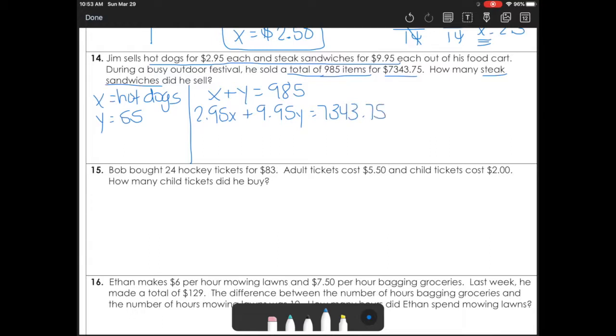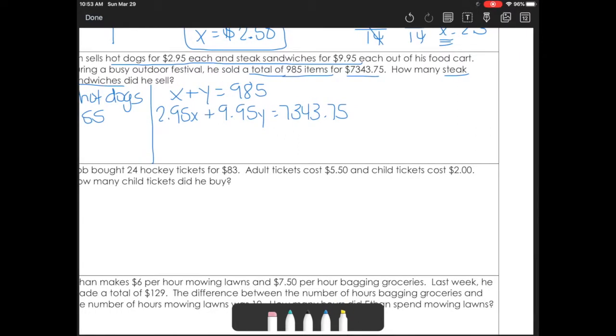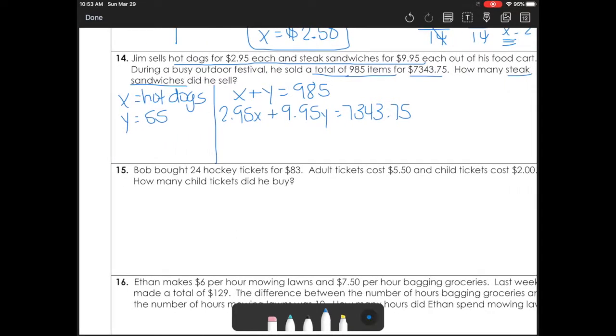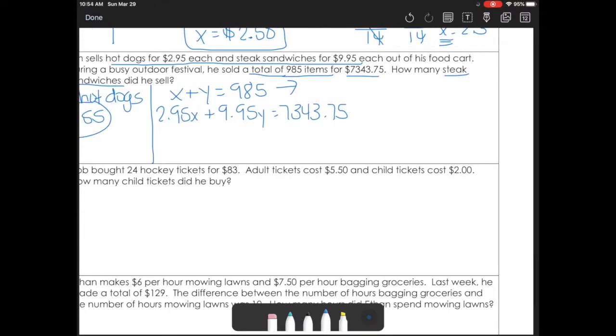This one I think will be easier for substitution because I have my x and y right here. I could easily say, I could subtract, let's see, I want to know the steak sandwiches, don't I? Oops, that's not what I wanted to do. Question is how many steak sandwiches, and that's y. So I'm going to solve for y. This first problem, I'm going to solve it for y. If I subtract x on both sides, y is going to be negative x plus 985, right?